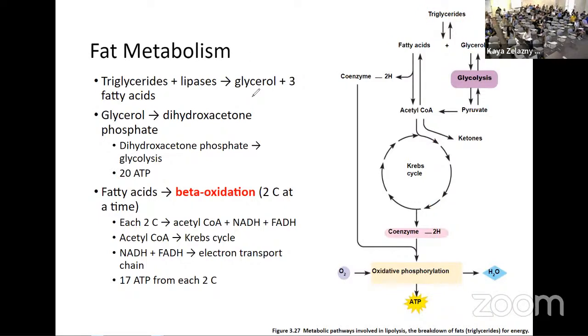Where we really get the density of energy in our triglycerides is from those fatty acids. So our fatty acids are broken down through a process called beta oxidation. What's happening here is that instead of going into glycolysis, we're taking ourselves directly into the Krebs cycle, or the TCA cycle, and still doing oxidative phosphorylation, all that electron transport chain stuff at the end.